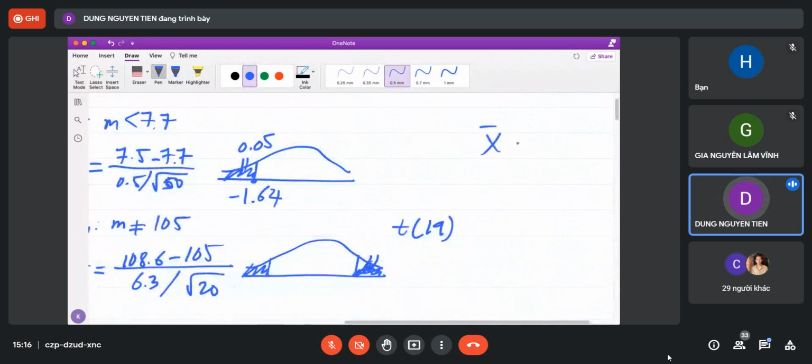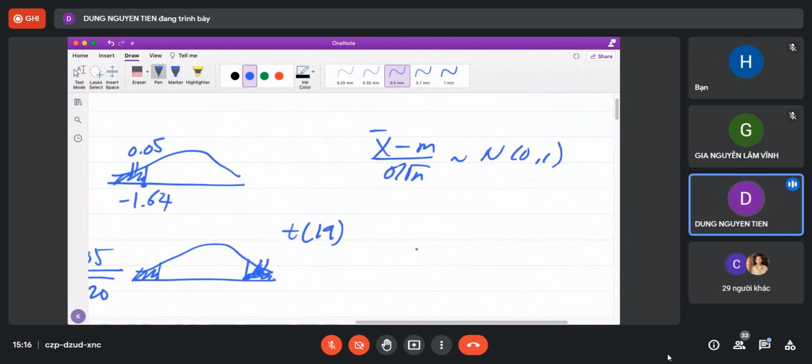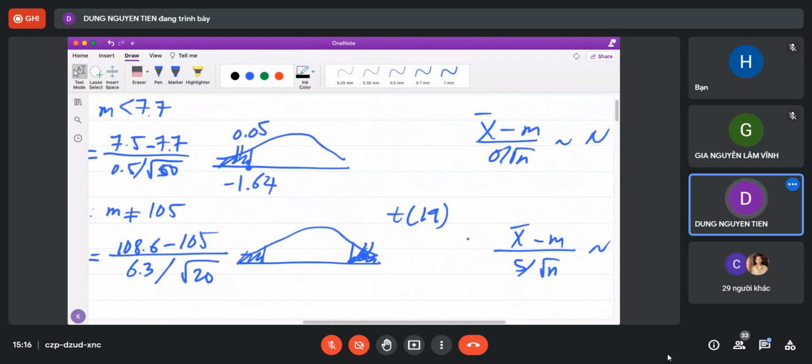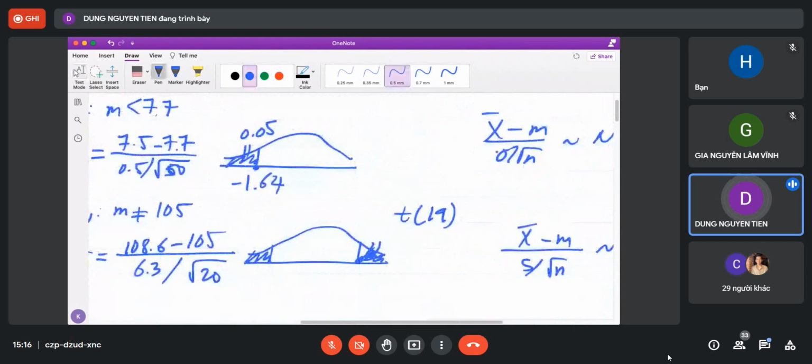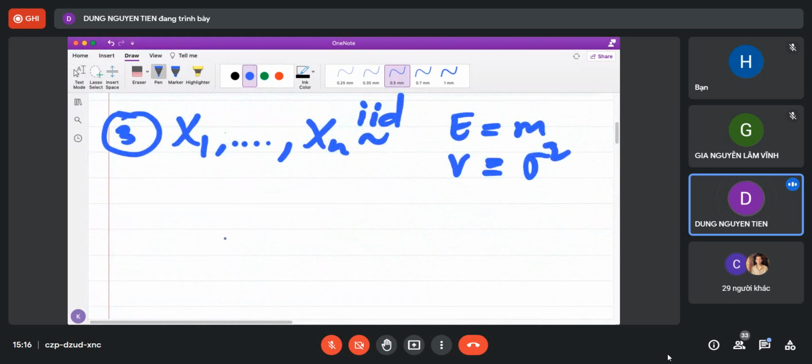The distribution of x minus m over sigma over the square root of n follows the standard normal distribution, or x bar minus m over s over the square root of n follows the standard distribution. You don't know that. You don't know the distribution of these fractions. So in order to perform the test, you need to know the distribution of x bar. We do not know it. So we need an extra assumption that n is big enough.